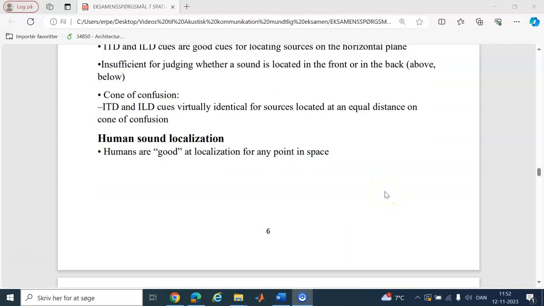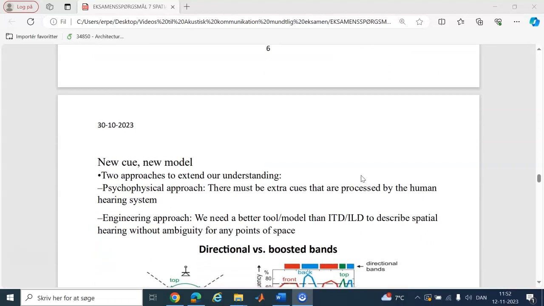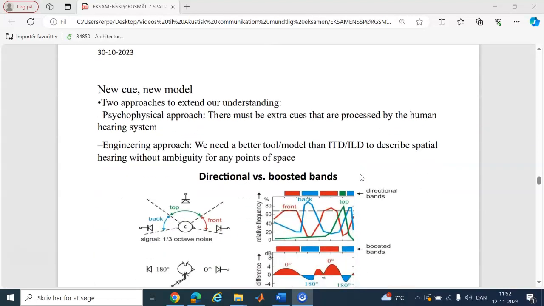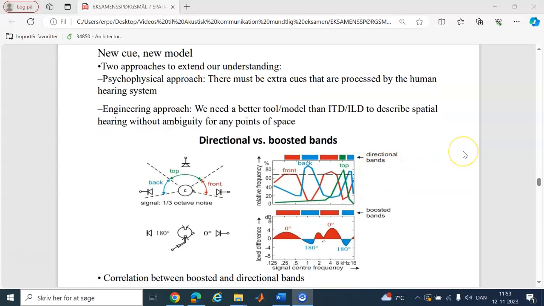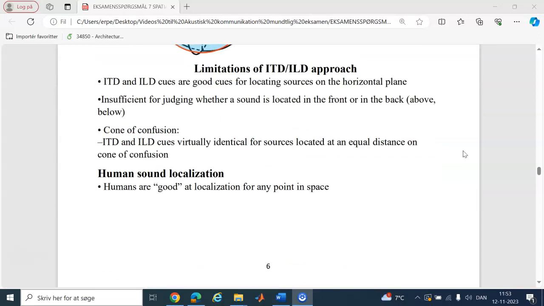Human sound localization: humans are good at localization for any point in space. New model. Two approaches to extend our understanding. Psychophysical approach: there must be extra cues that are processed by the human hearing system. Engineering approach: we need a better model than ITD-ILD to describe spatial hearing without ambiguity for any point of space.